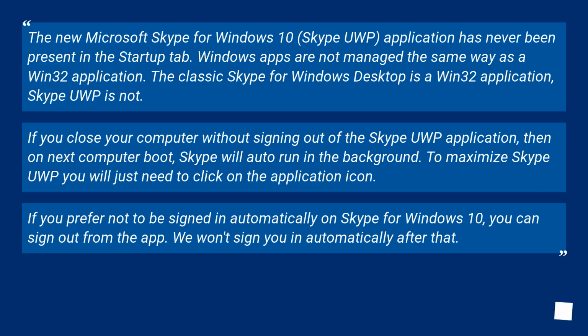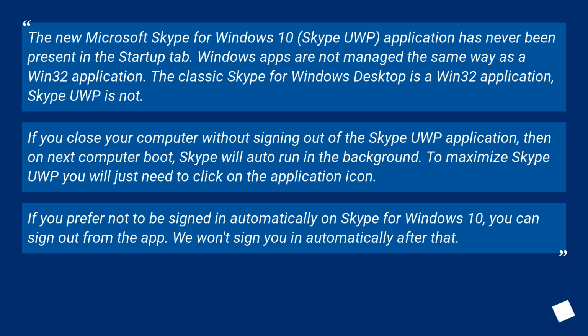Windows apps are not managed the same way as a Win32 application. The classic Skype for Windows Desktop is a Win32 application, Skype UP is not. If you close your computer without signing out of the Skype UP application, then on next computer boot, Skype will auto-run in the background. To maximize Skype UP, you will just need to click on the application icon.